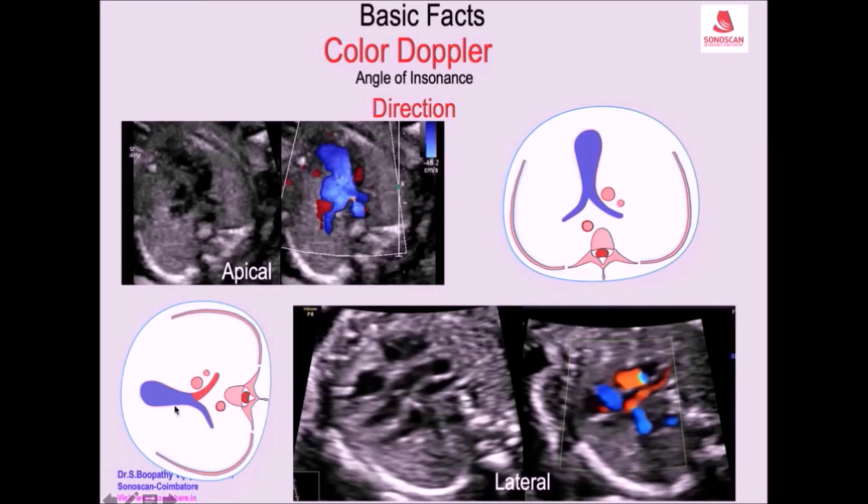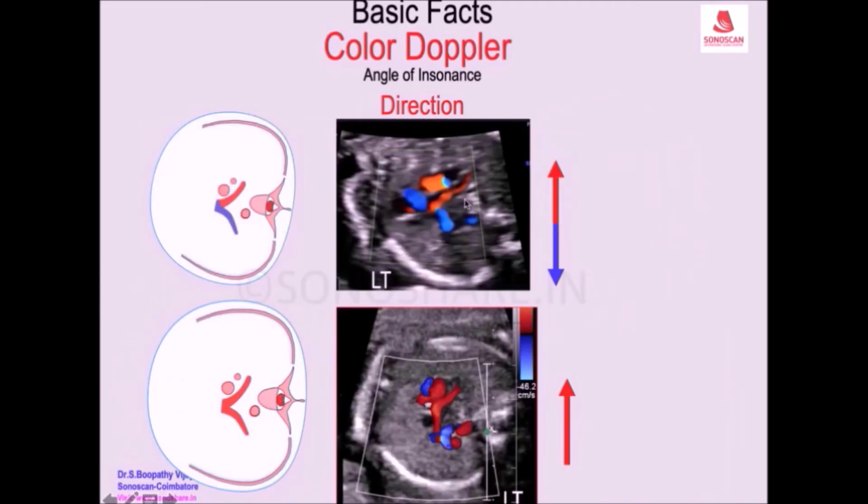The pulmonary artery is blue because it is away from the transducer. Then the right branch is red because the flow is from the bifurcation towards the transducer. We have seen the branches from lateral approach, the branches appearing in different colors. But here you see both the branches are in the same color, red.